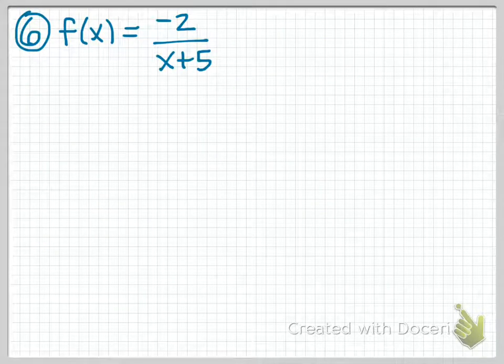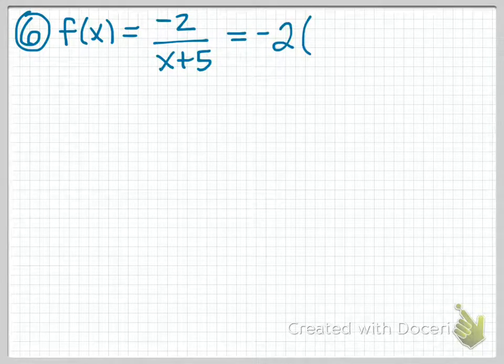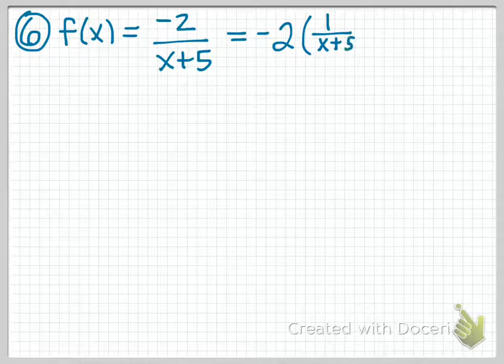Let's look at number 6, where we are to describe how we would transform the parent graph 1 over x into this graph. Well, one thing that might help you think about the transformations is to rewrite it by pulling off the numerator as a multiplier, and that will help you see that that's really our a. And also remember that inside versus outside, as we discussed it in chapter 1 for function transformations, the inside is wherever x is in the parent, and since x is in the bottom of the parent, that makes the bottom of this function the inside.